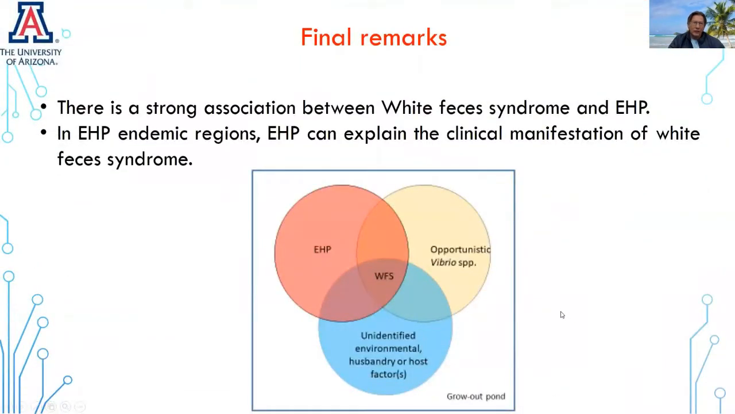So as a final remark, we have found that there is a strong association between white feces syndrome and EHP. And also, in EHP endemic regions, EHP can explain the clinical manifestation of white feces syndrome. And finally, we have an opportunistic pathogen. The primary pathogen, in this case EHP, is not the only one that causes white feces, but in our study it was the primary pathogen, in association with opportunistic pathogens such as Vibrios, and a possible and identified environmental factor, that end up with the white feces.